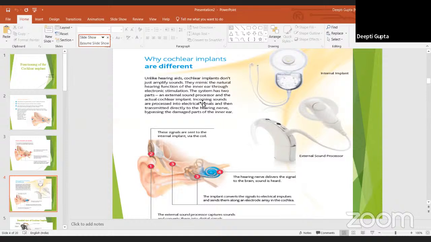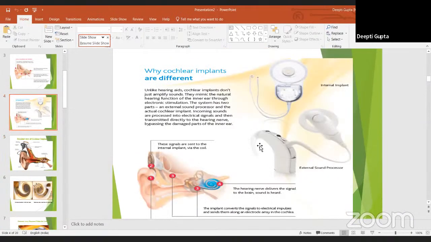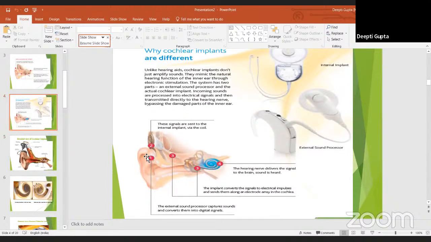That is definitely different from the natural sound, but if a person is born deaf or becomes deaf, at least the person is able to hear something, understand something with the help of a cochlear implant. So a cochlear implant has two parts. One is the internal part and one is the external part. So how it works, let's understand it. Here we can see that the first is the external sound processor, or we can say this is the external part, that it holds onto the ear.